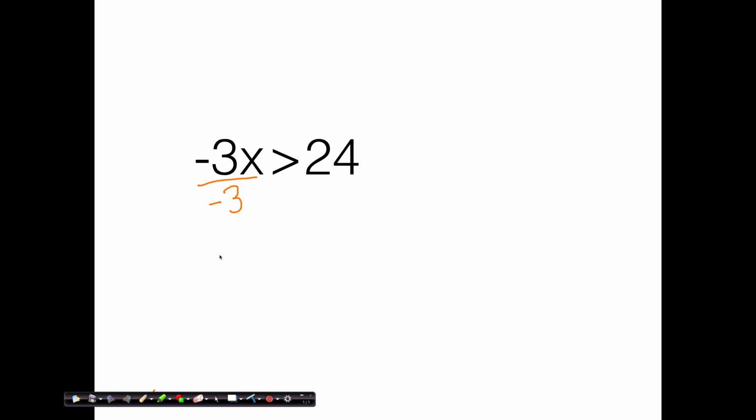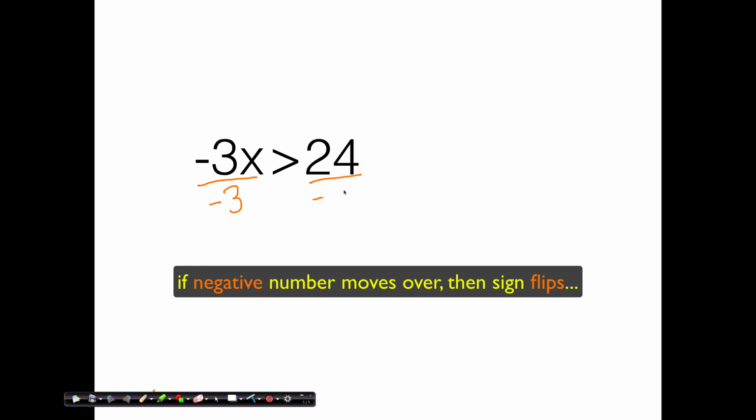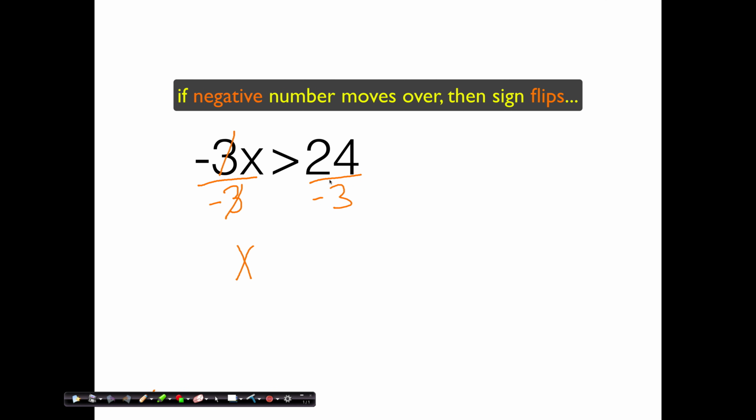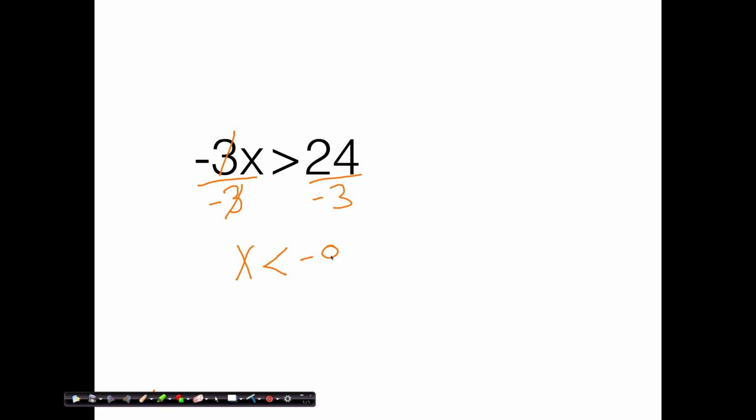Now again, keep in mind, anytime that we're multiplying or dividing by a negative integer from one side of the inequality to the other, the sign changes. So we have a -3 over here divided by -3. That eliminates my 3 on this side, isolating my variable. And since I moved over a negative number by multiplication or division, this sign, which was greater than, is now going to be less than. And then 24 divided by -3, that is -8.